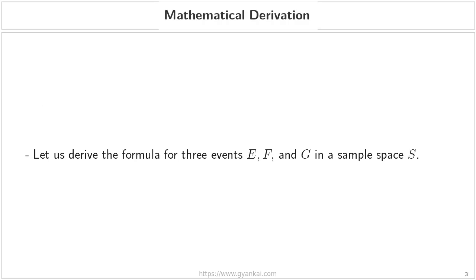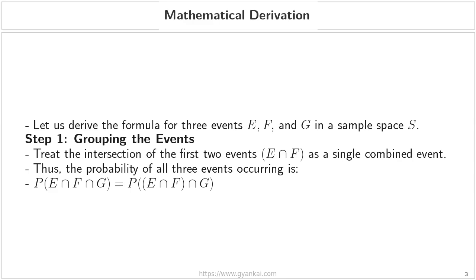Mathematical derivation. Now that we understand the concept of applying the rule iteratively, let's move on to slide 3, where we will mathematically derive the formula for 3 events, E, F, and G, within a sample space. This derivation is crucial because it provides the logical foundation for the generalization we will see in the next slide. First, let's look at step 1, which is grouping the events.